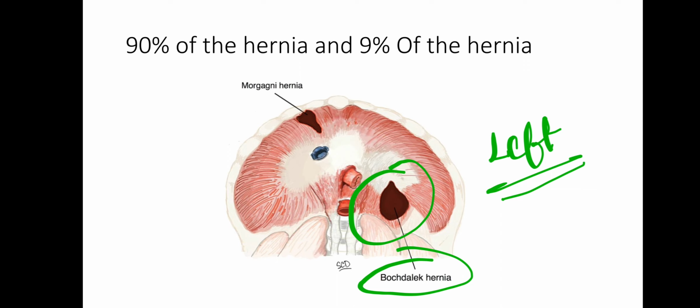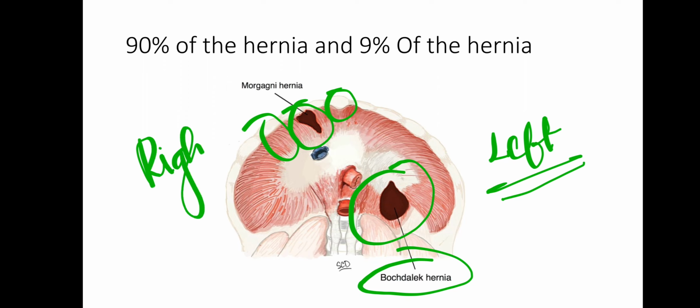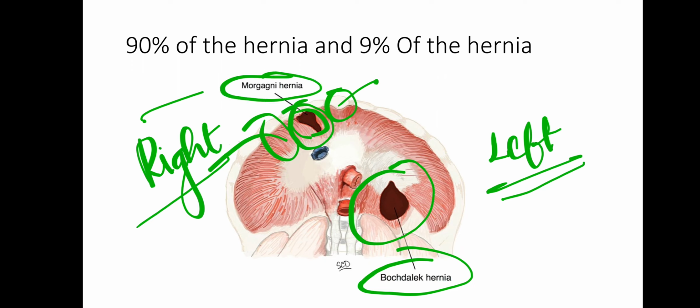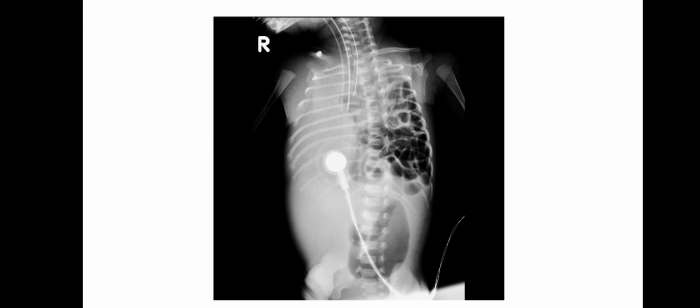In some cases, between the sternal and the costal origins of the diaphragm, there is a triangular opening, most often on the right side, anteriorly, which gives rise to Morgagni's hernia. So 90% of the hernias are Bochdalek's hernia, and the remaining 9% are Morgagni's hernia. So what about the remaining 1% of the hernias?